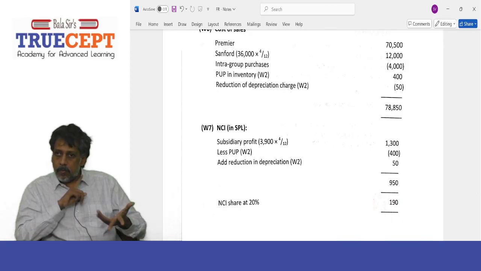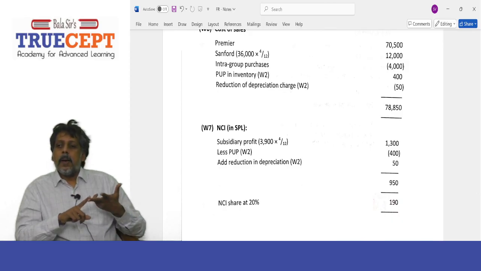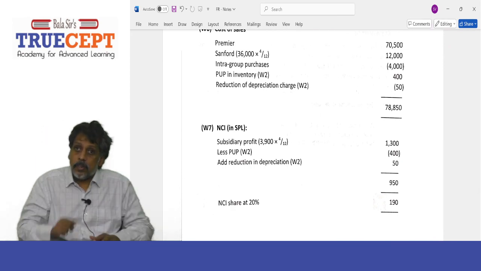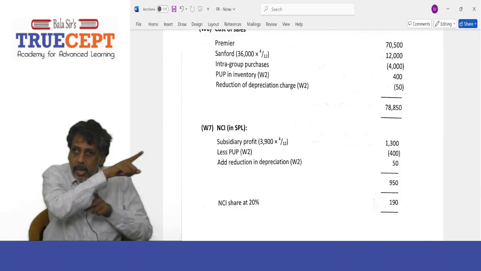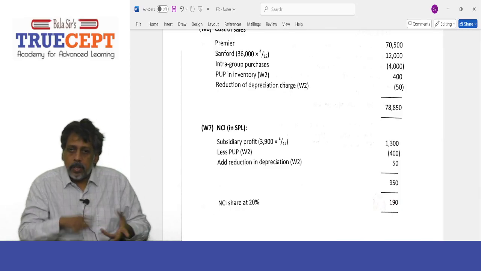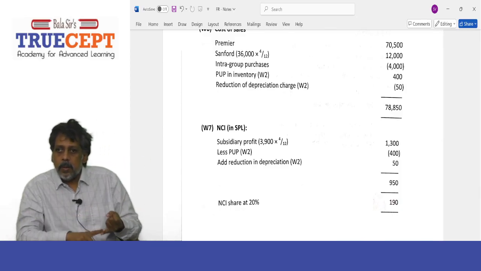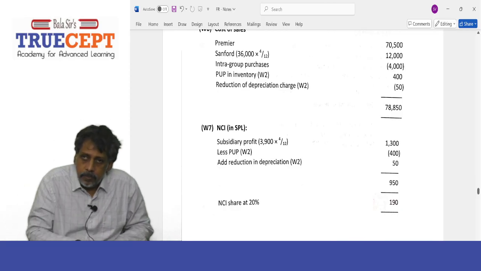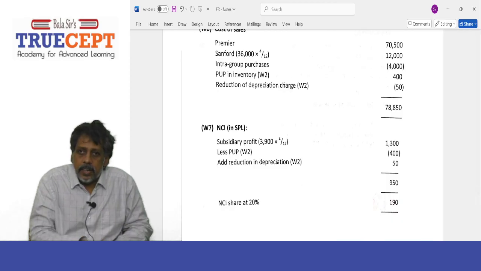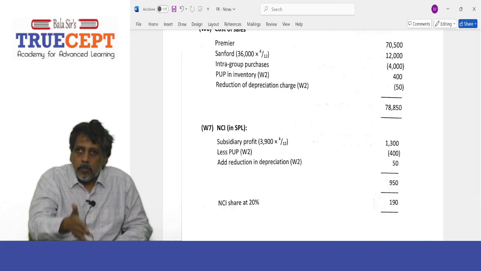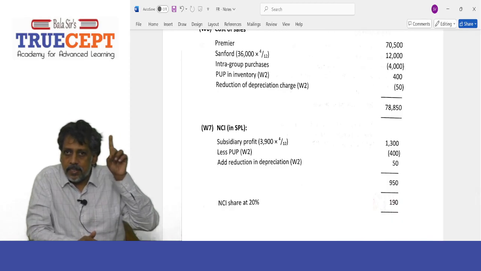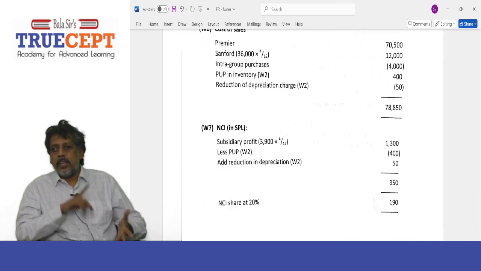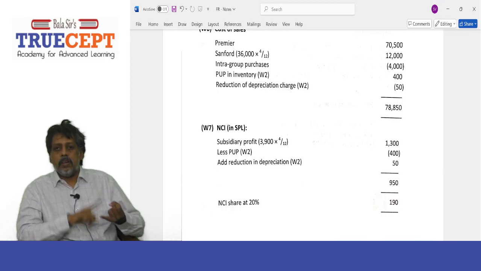Now from that, what should you do? Please minus the PUP, because from profits you can subtract. See, to the expense we add, right? Profit you can subtract. 1,300 minus 400 and add 50, the reduction in depreciation. In all, 950. The same number you got as post-acquisition retained earnings. On that 950, what is 20%? 190 belongs to the non-controlling interest.